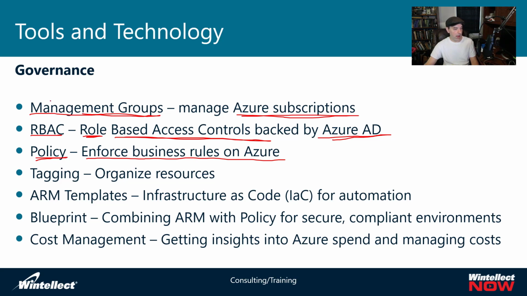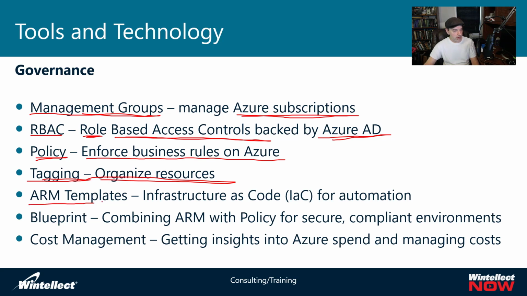Now, tagging is a way to organize resources that doesn't fall into the management group, subscription, resource group hierarchy that you see in Azure. So with tags, you can create a bunch of different kinds of tags that relate to business functionality or to operational functionality. And then you can build processes and analysis around those tags. And then you can use Azure policy to enforce the appropriate tagging on your resources on Azure.